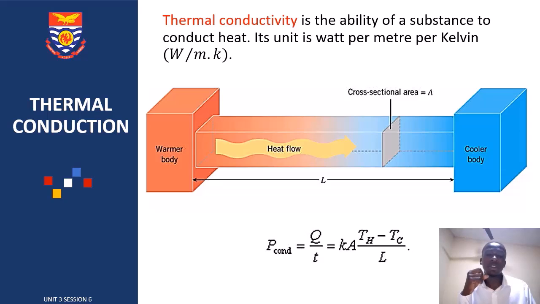Have you observed that anytime you are cooking and you leave a metal spoon in the soup or stew or anything that you have on fire, with time the handle of the spoon becomes hot? This is due to the process we call thermal conductivity. We can define thermal conductivity as the ability of a substance to conduct heat.